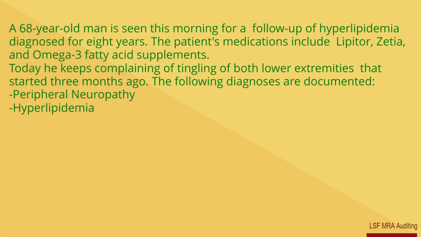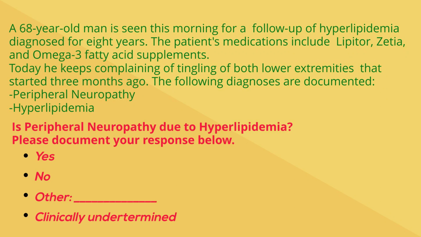A 68-year-old man is seen this morning for a follow-up of hyperlipidemia diagnosed 8 years ago. The patient's home medications include Lipitor, Zetia, and omega-3 fatty acid supplements. Today he keeps complaining of tingling of both lower extremities that started 3 months ago. In the assessment, the following diagnoses are documented: peripheral neuropathy, hyperlipidemia. Is peripheral neuropathy due to hyperlipidemia? Please document your response below. Yes. No. Other. Clinically undetermined.